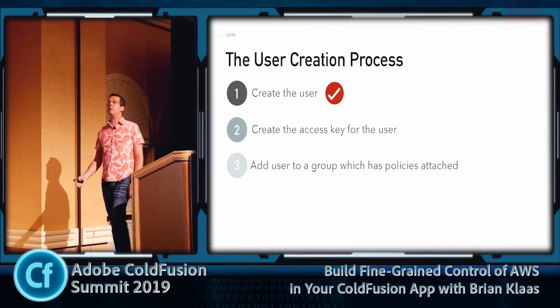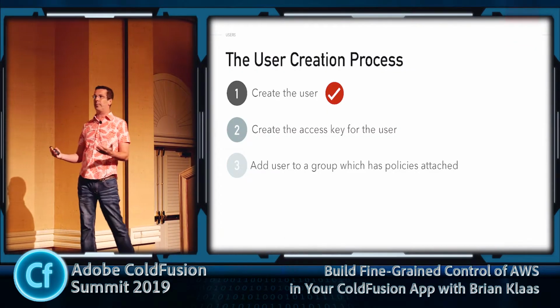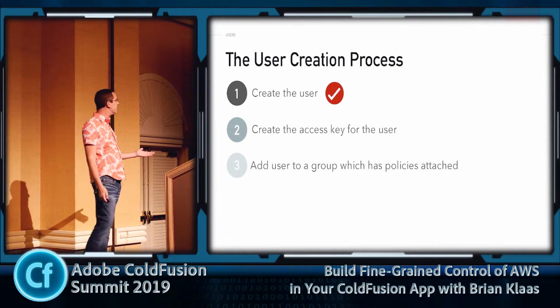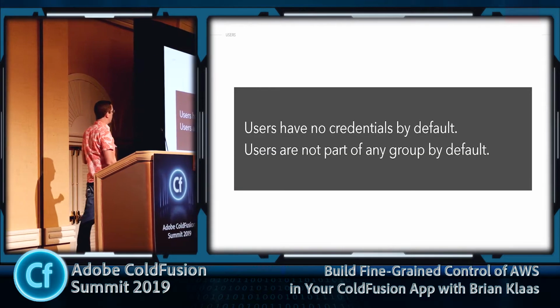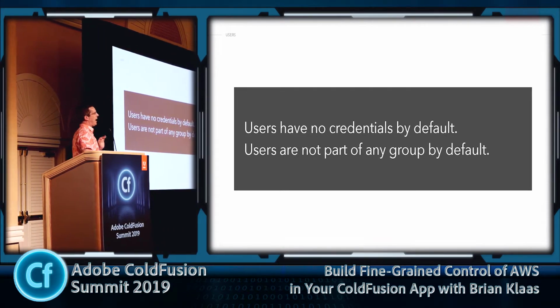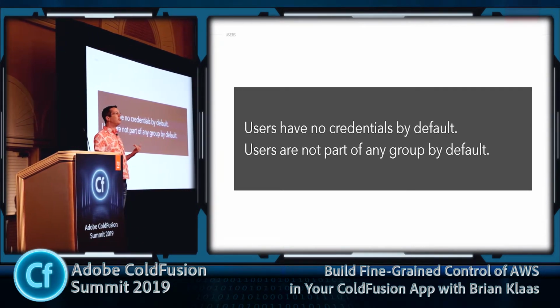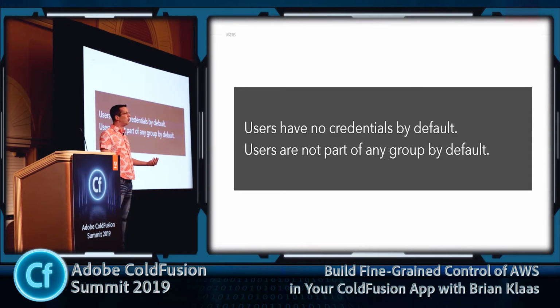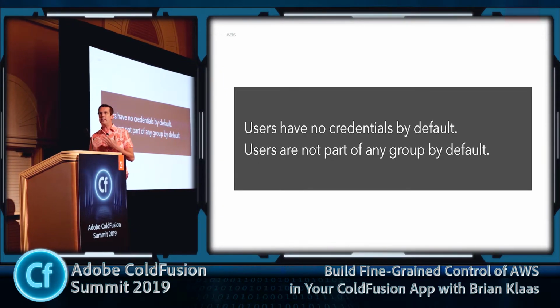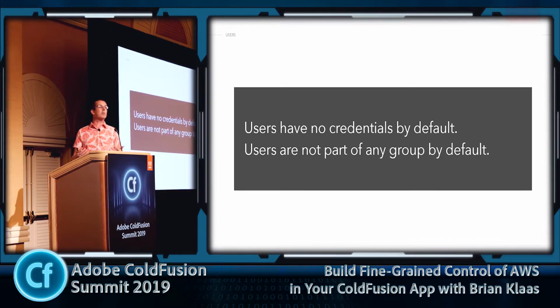All right, so back to our user creation process. We created our user, first step, cool, great. The next thing we need to do is create access keys for the user. And this is important because users have no credentials by default. AWS works on the principle of least privilege, so you can create a user, but that user can't do anything until you not only give it access keys, you also tell it what policies, what it can do inside of AWS. So this is really important because it makes it a lot more secure, right?